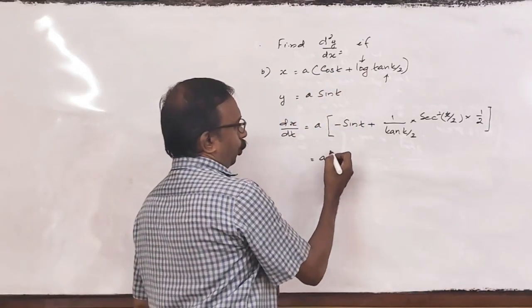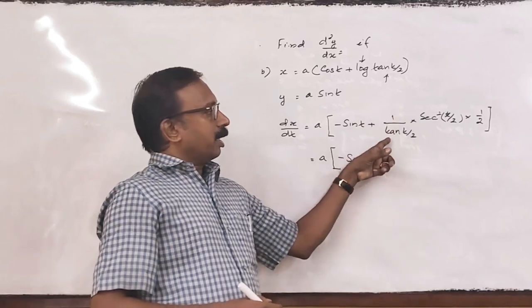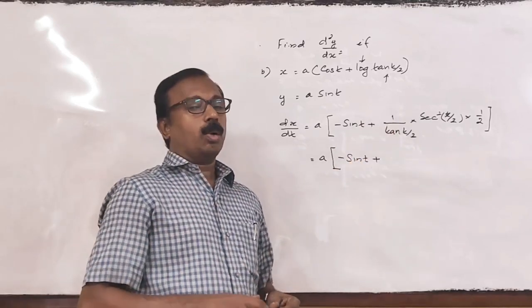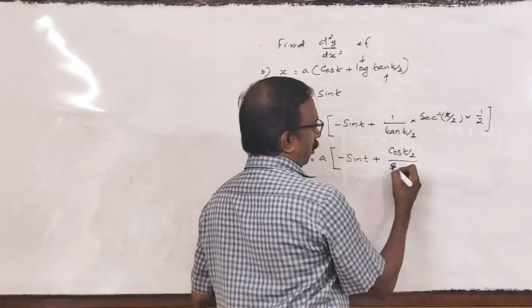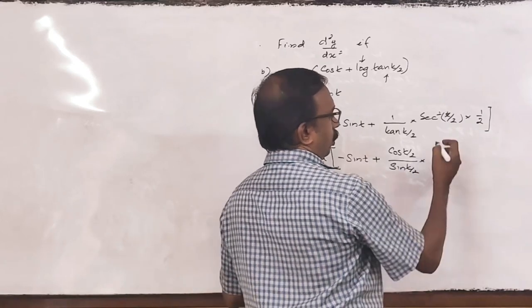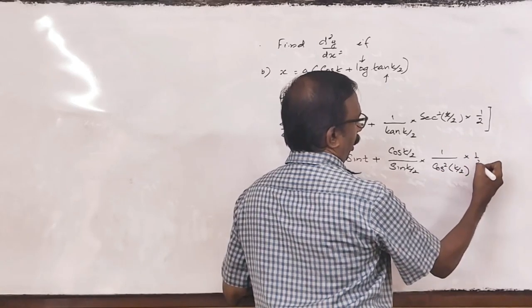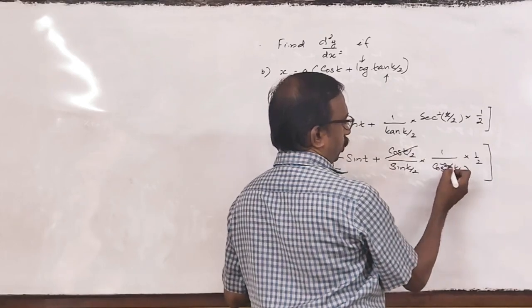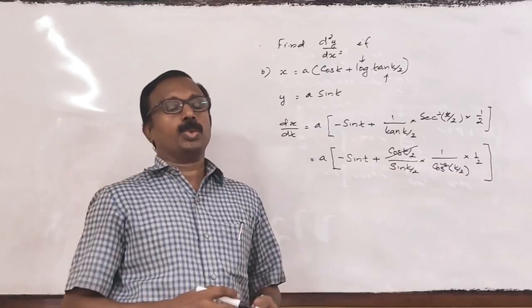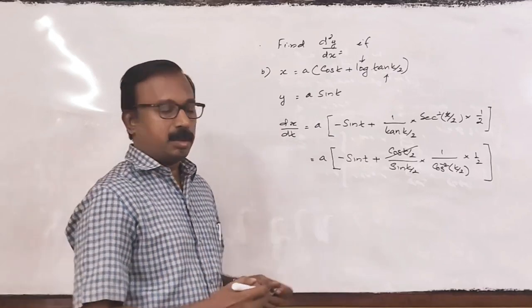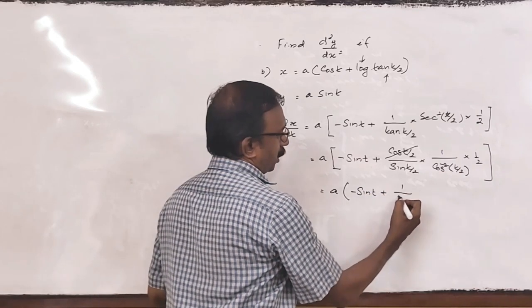Now we have a into minus sin t plus 1 by tan t by 2, which is cot t by 2, that is cos t by 2 by sin t by 2, into sec square t by 2, that is 1 by cos square t by 2, into 1 by 2. Here, cos t by 2 can cancel out. The denominator is in a standard form 2 sin t by 2 into cos t by 2, which is sin t. So here, a into minus sin t plus 1 by sin t.